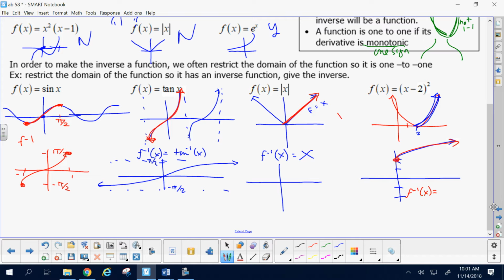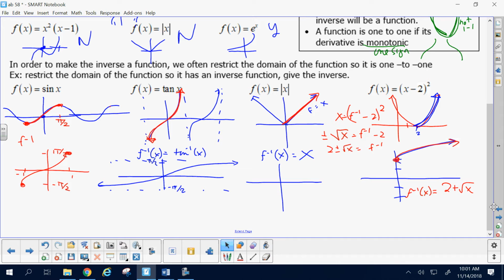Think of it like this. x equals f inverse minus 2 quantity squared. That means the square root of x, plus or minus, equals f inverse minus 2. So f inverse is 2 plus or minus root x. Now that's not a function because of the plus or minus. It yields two values in most cases. So in order to make it a function, we choose plus or minus. In this case, we're going to choose the plus version. So the inverse is 2 plus root x. We'll do that still in differential equations.